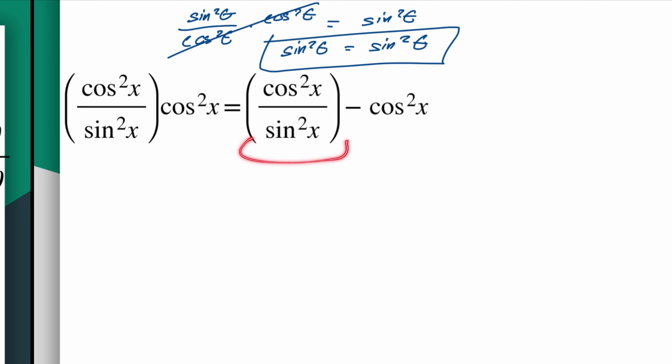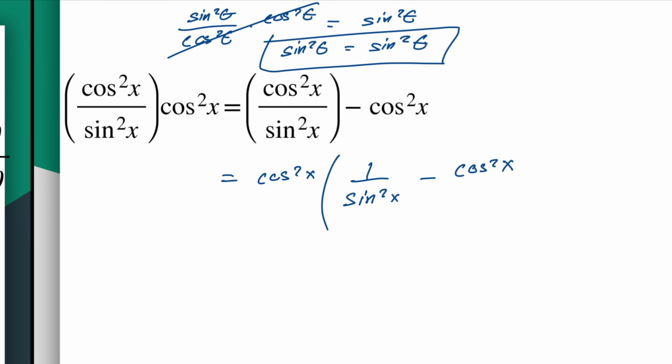But here I have two terms. And when you have two terms, I can divide things out of both of them. So if you look here, there's a cosine squared x and a cosine squared x. And so I'm going to divide it out of both of them. And what that's going to give me on this right side here is cosine squared x times 1 over sine squared x minus cosine squared x.